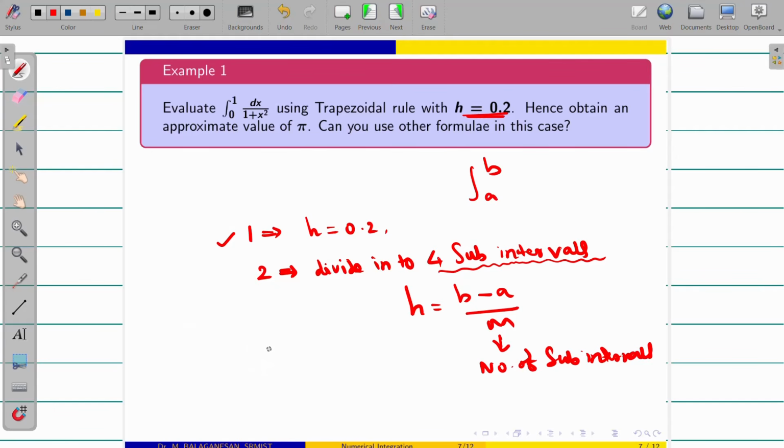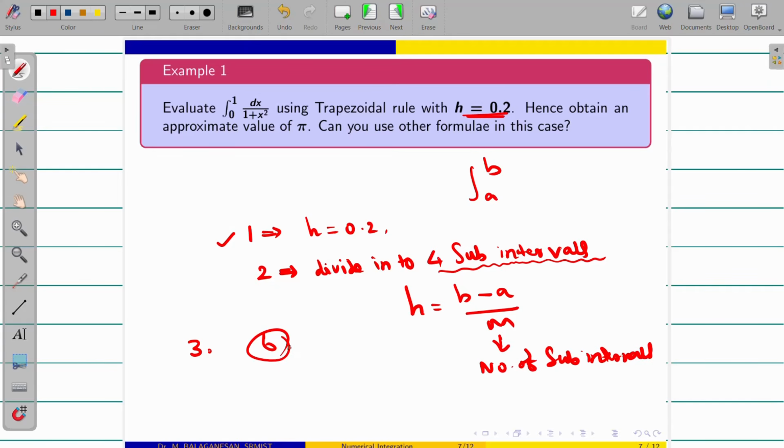Third one, they won't specify anything. They won't give that, but they will mention Simpson 1/3 and Simpson 3/8 rule. That they will give. So when Simpson 1/3 and 3/8 are applicable, it should be even and it should be a multiple of 3. What is the least number that is even and a multiple of 3? It will be 6, obviously. 6 is the least value, a multiple of 2 and a multiple of 3. So 1/3 and 3/8 formulas are applicable only if it is even and a multiple of 3.